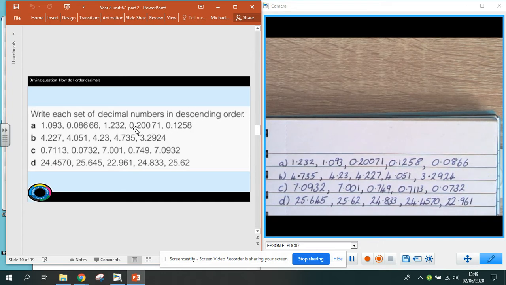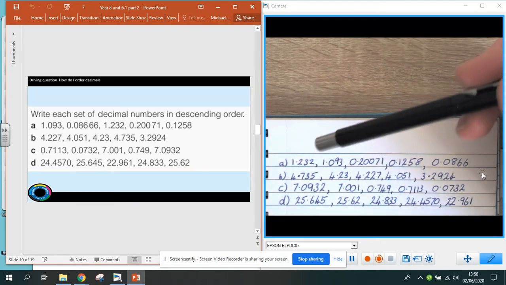0 to 200. Then I've got these two, so this has got 1 tenth, this has got no tenth, so this one followed by this one. And that's how I go through them all. I work one number at a time. So on my next one, I'll just go through them now.